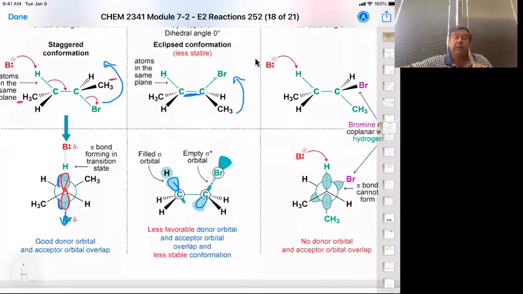So, but we do have that free rotation. So if it rotates around such that we have them in this staggered formation now, again, we don't have good orbital overlap when we try to form those p's. Because we don't have that good orbital overlap, it doesn't actually react in that condition. So we can't actually get that configuration to react.